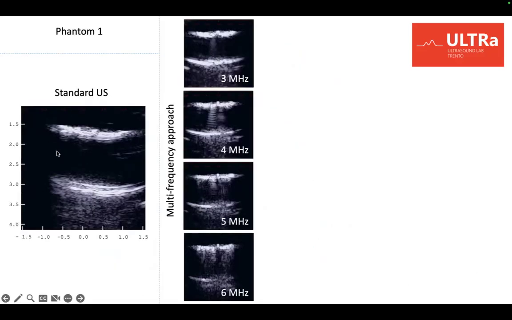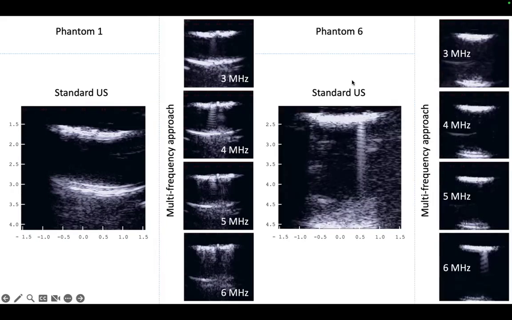And you see here, for example, with standard ultrasound, you are not capable of seeing vertical artifacts. You only see horizontal artifacts in the phantom with the large bubbles. While when you switch to the multi-frequency approach, you start to see vertical artifacts appearing. And moreover, you see them appearing at 4 megahertz. When you move to the phantoms made with the smaller bubbles, you start to see vertical artifacts also with standard ultrasound. But then when you switch to the multi-frequency approach, you see these patterns appear at higher frequencies.